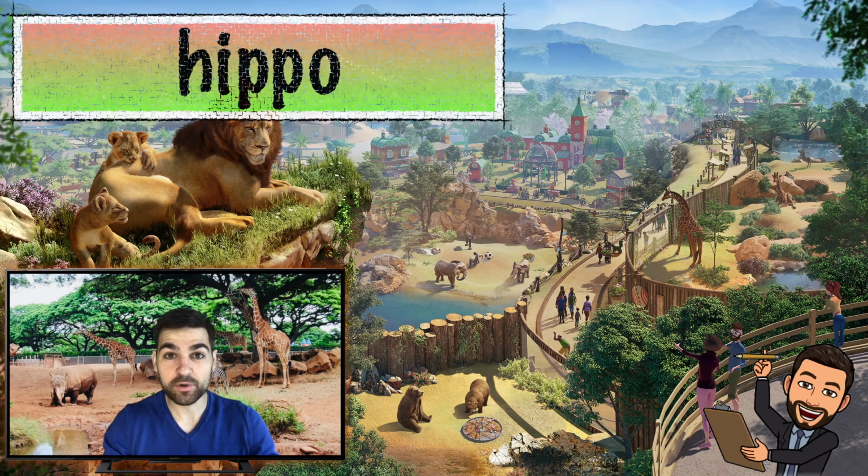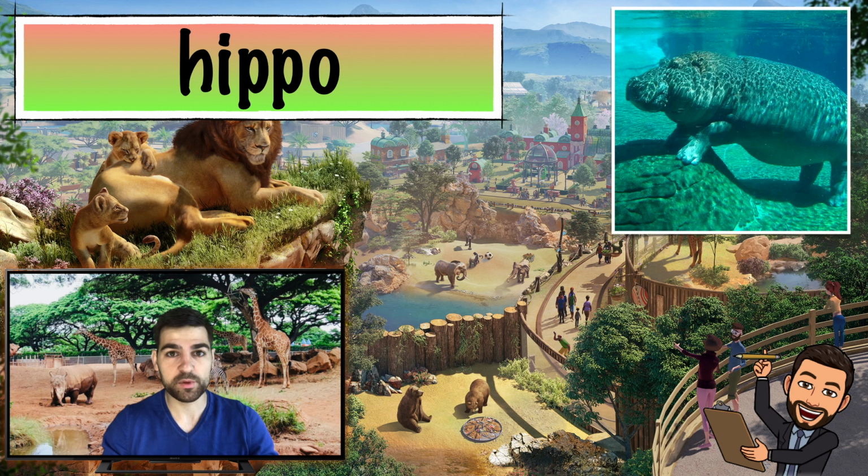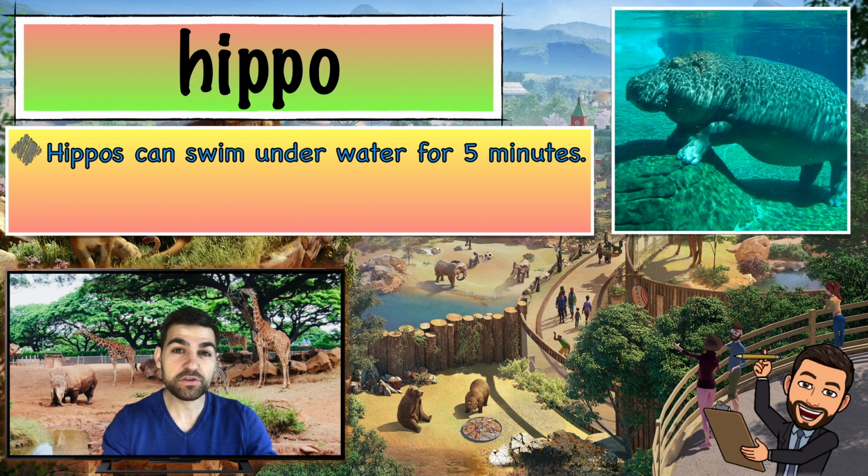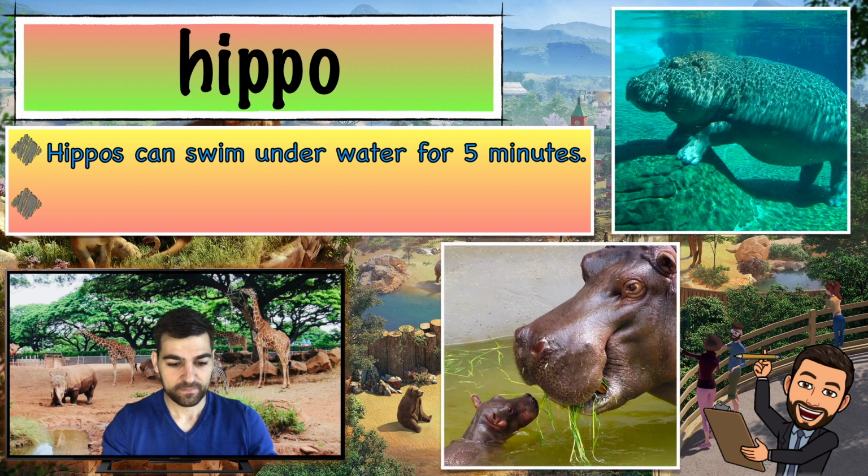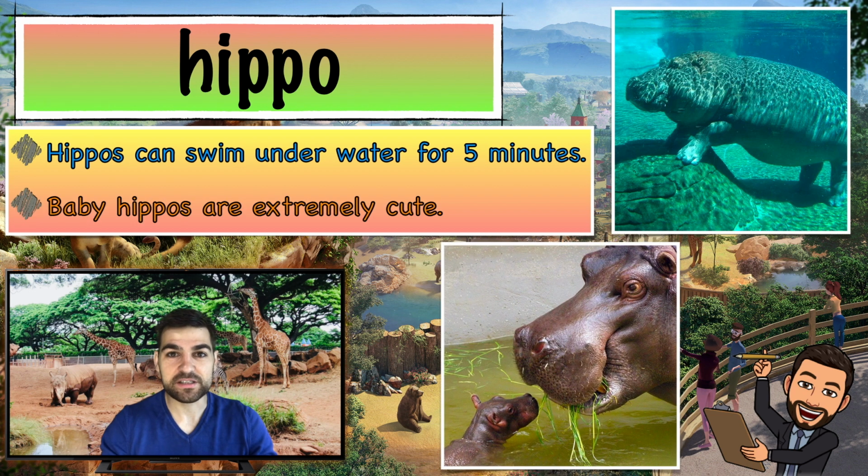Our next animal is an animal that a lot of people love, which is the hippo. Now, did you know that hippos can swim underwater for 5 minutes? Have you tried to be underwater for 5 minutes? It's just impossible. I can be underwater for about a minute. And our second sentence, baby hippos are extremely cute. Look at that small baby hippo.